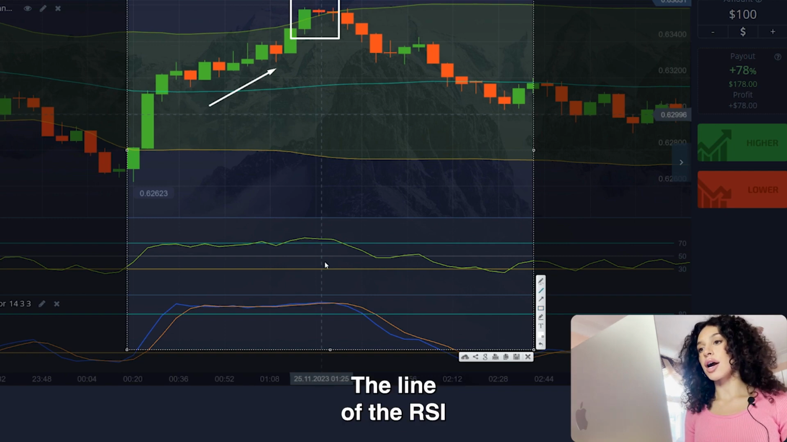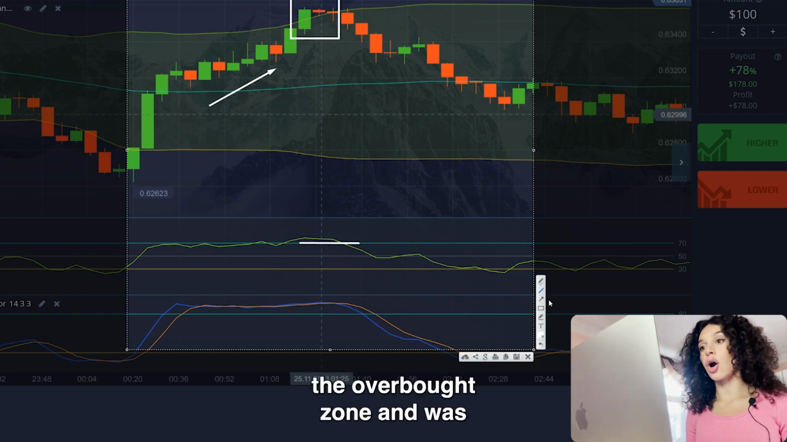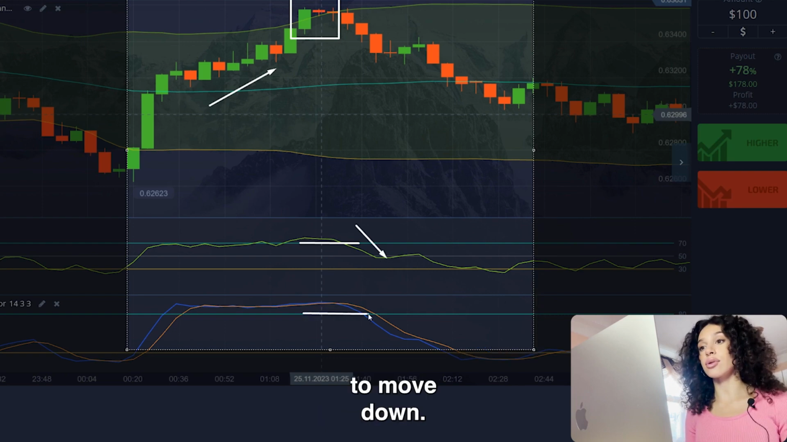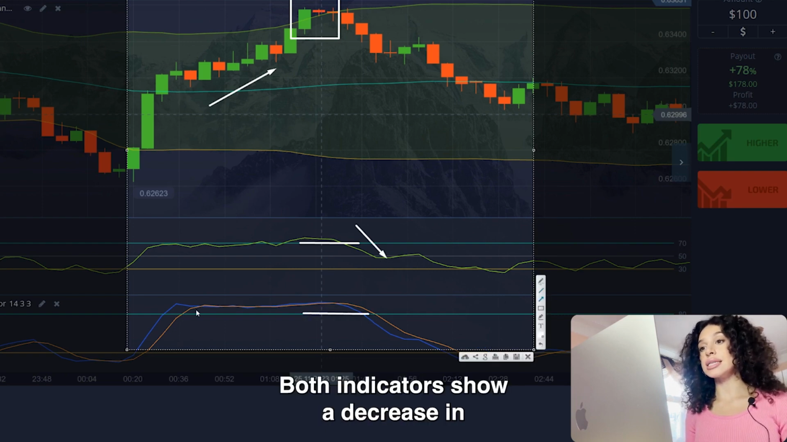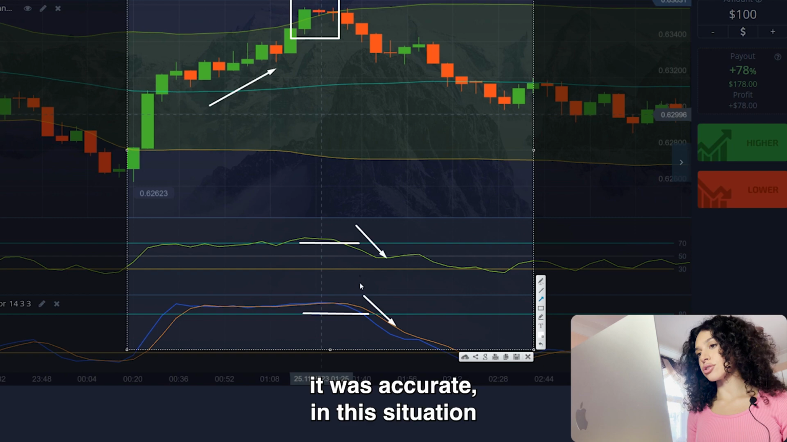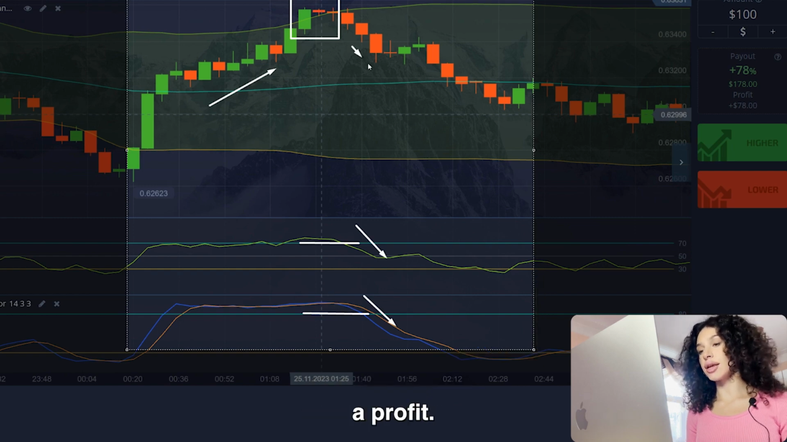The line of the RSI indicator at this point was in the overbought zone and was directed downwards. The lines of the stochastic indicator crossed in the overbought zone and began to move down. Both indicators show a decrease in the price and confirm the Bollinger Bands signal. Look, after the signal, the price went down for a long time. It was accurate. In this situation, it was possible to make a profit.